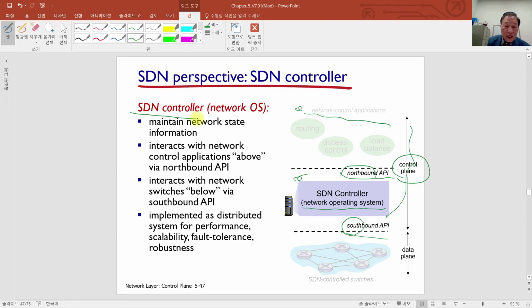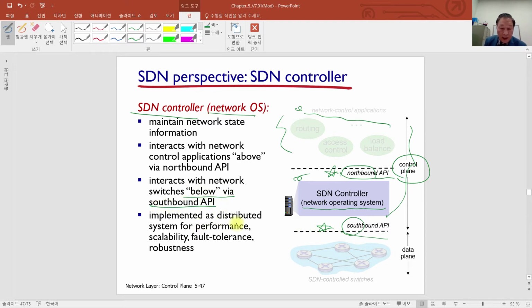Here let's focus on this SDN controller, the network operating system. This one is maintaining network state information. And it is interacting with the network control applications above, by a northbound API. Always we need some API to interact. Also there is a southbound API to interact with the one below. So this one has the northbound API above and the southbound API below.